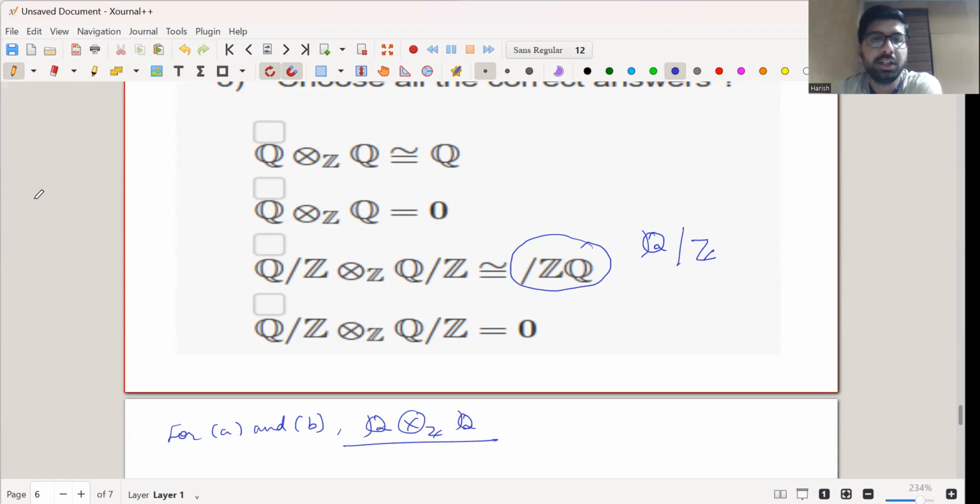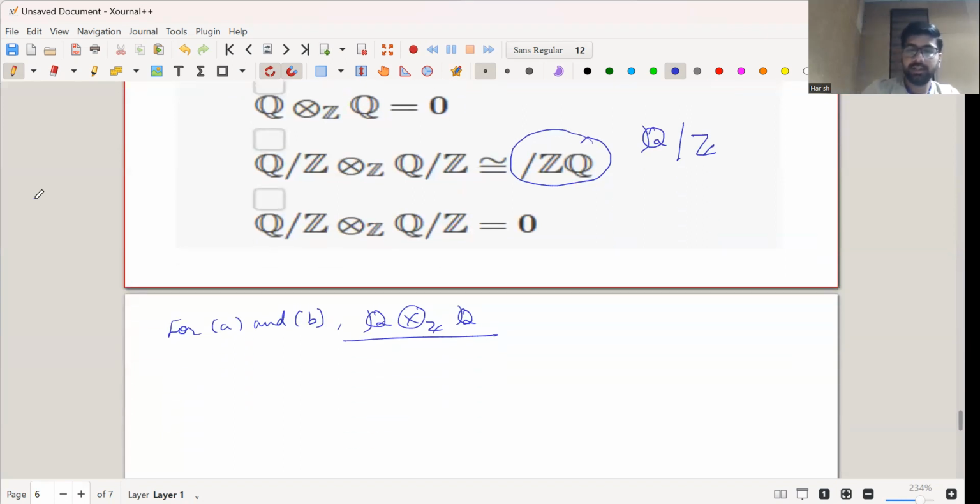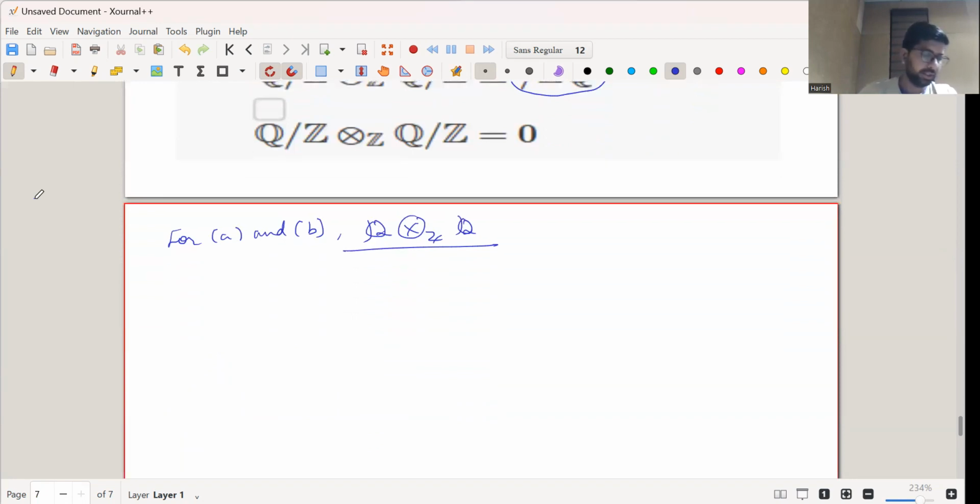But here every element of Q is of infinite order, because we are considering it as a group under addition, except the identity, that is 0 itself. So you cannot do the same thing here. So we will try to see whether it's 0 or not. So here the tensor product will actually be an infinite group, infinite module. So we have to use the universal property to actually say what is the tensor product.